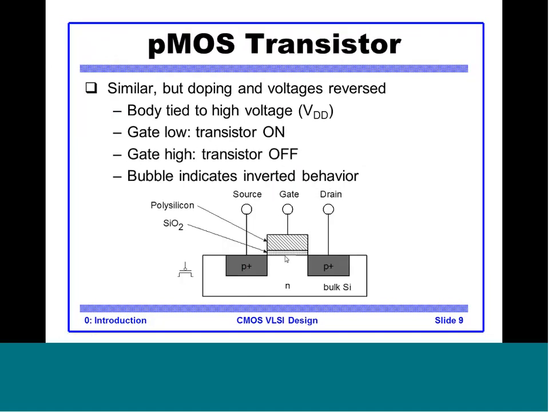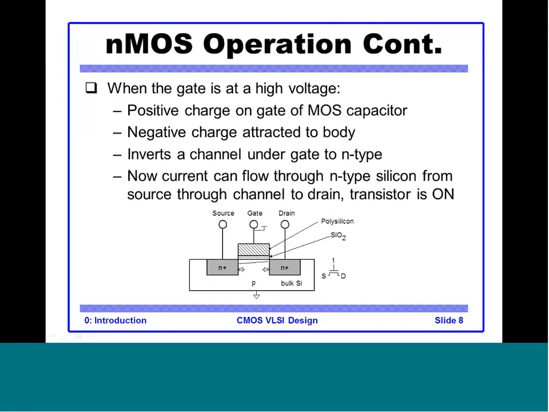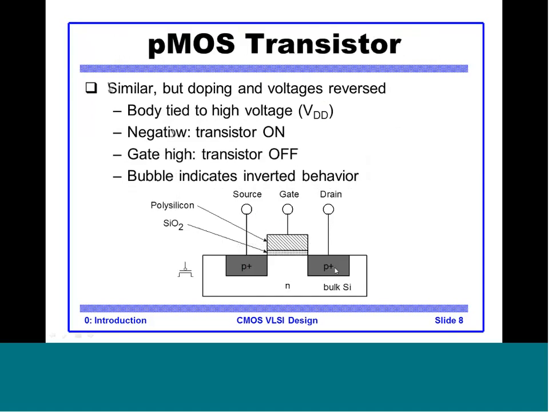Now a PMOS transistor is very similar to an NMOS transistor. It's just that the voltages that turn on and turn off the transistor are complementary. The p-type substrate was tied to 0; here the n-type substrate is tied to VDD. VDD is nothing but the high voltage. Whenever the gate is low, the transistor is on. Whenever the gate is high, the transistor is off. The bubble in the symbol indicates that it is inverted compared to NMOS. If we revisit the NMOS symbol, there is no bubble, whereas PMOS has a bubble.